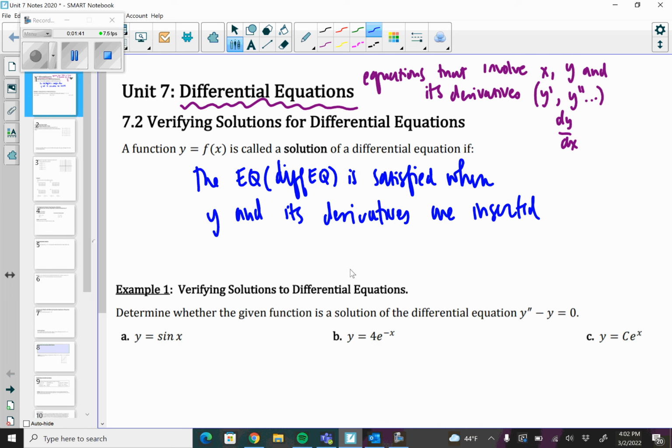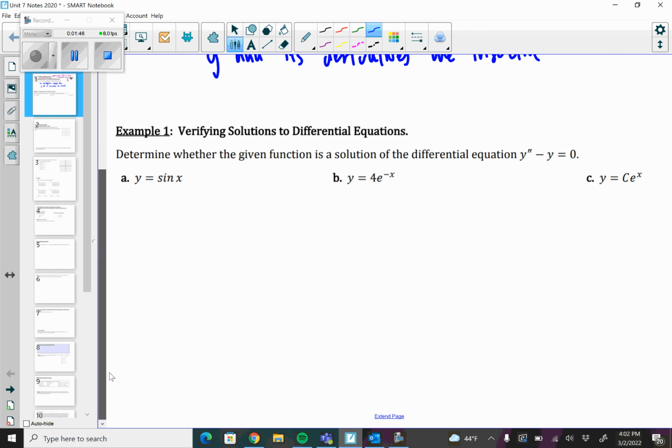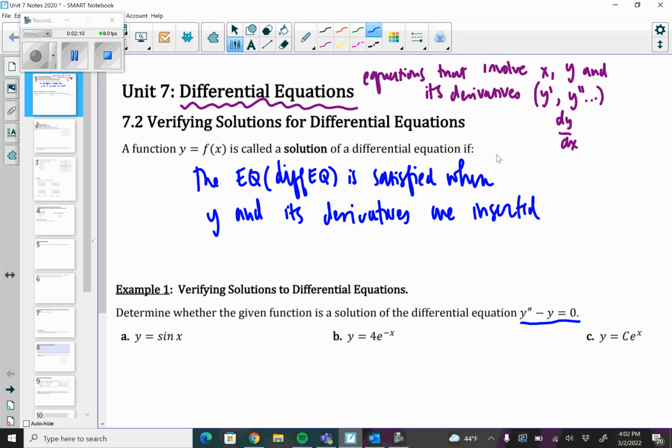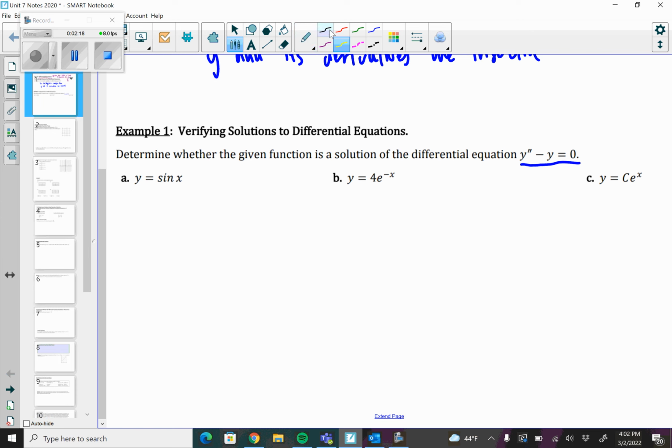Let's look at what a differential equation looks like and how we can verify solutions. This first example says, determine whether the given function is a solution of the differential equation y double prime minus y equals 0. So this, again, is a differential equation. It is an equation, because there's an equal sign, that involves a function y and some of its derivatives. In this case, y double prime. Notice above we said a differential equation can involve x, y, and its derivatives. It does not need to have all of those things, but just some.